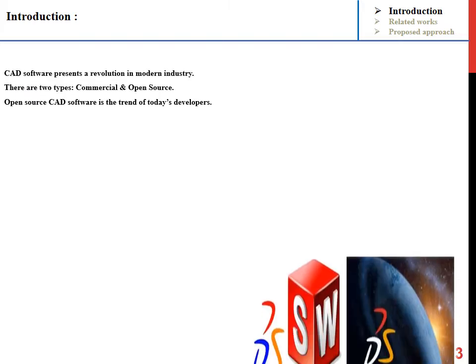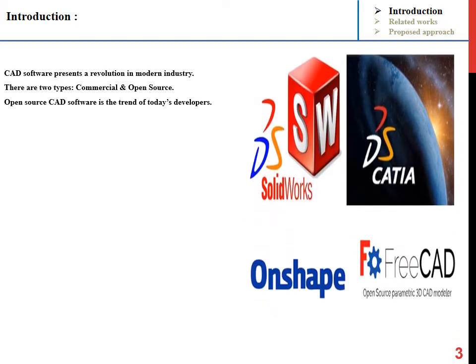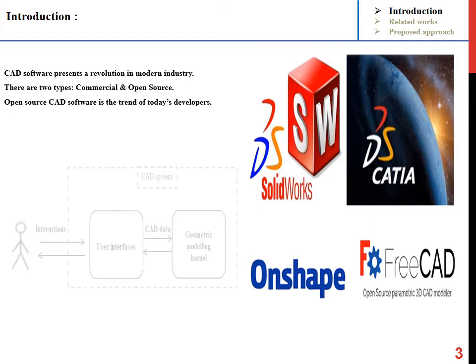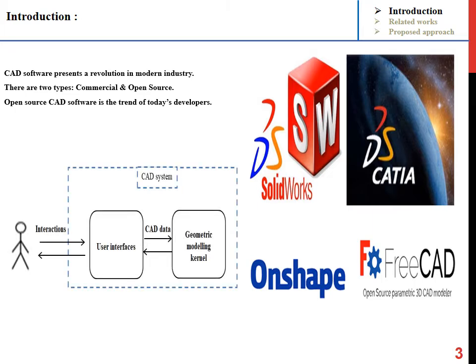CAD software presents a revolution in modern industry. There are two types, commercial like SolidWorks and CATIA, and open source like FreeCAD. Open source CAD software is the trend of today's developers, because they don't need licensing code, just install them from the internet and enjoy. CAD software are motorized with a geometric modeling kernel, which generates the geometrical part information.